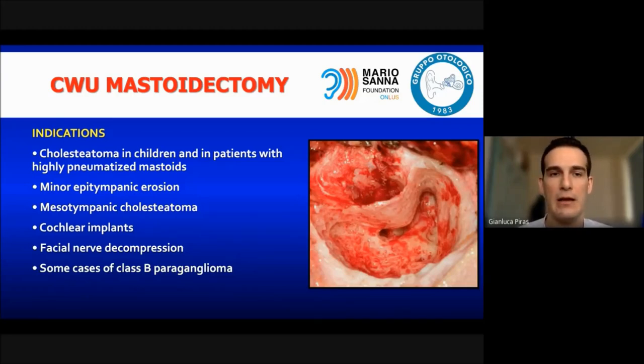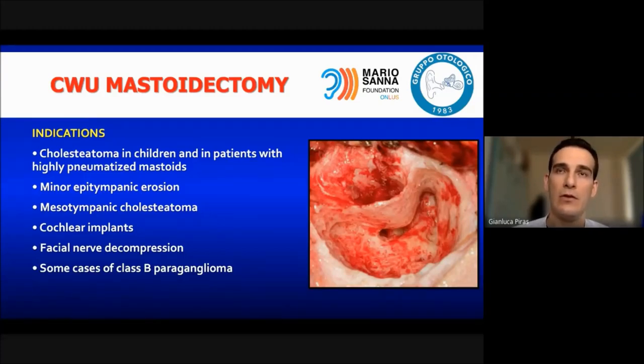Obviously, you use a simple mastoidectomy with a posterior tympanotomy for cochlear implants, or in case of facial nerve decompression, or in case of a class B paraganglioma. I will focus on some of these diseases just to show you how the dissections could be useful for the management of the pathology. Well, we have a rule here. Usually, we do not follow the pathology. First of all, we understand where the anatomical landmarks are, and we follow the anatomical landmarks, and then we follow the pathology.